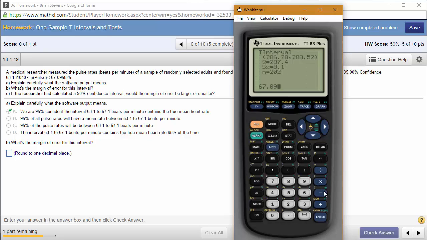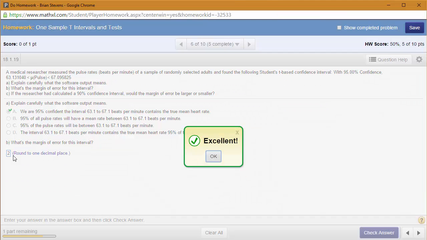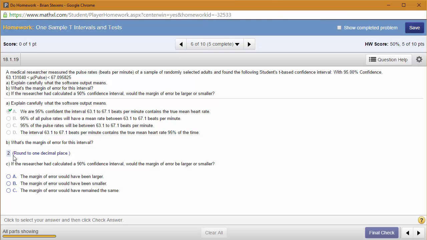67.09, one decimal place, so we're all right by doing this, minus 63 point, and you might ask why I'm doing it this way. If you take the big number minus the small number, you get a positive difference. Divide by 2, half the length of the interval is 2. You can almost just eyeball that one and say, that's about 2 away.